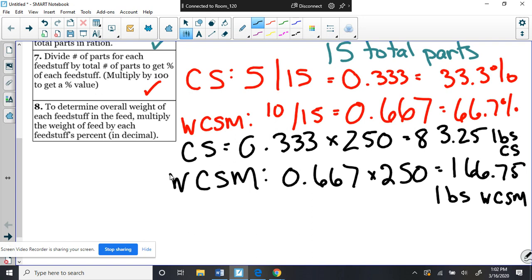One good way to check for math errors at this point is to add this number and this number, and if they don't reach approximately the weight that you were shooting for, which in this case was 250 pounds, you've made a mistake. Now, depending on how you rounded these numbers, they might be a little off, but they should be pretty close, within a couple of pounds if it's a large recipe, or within a part of a pound if it's a small recipe. So that's how we use the Pearson square.